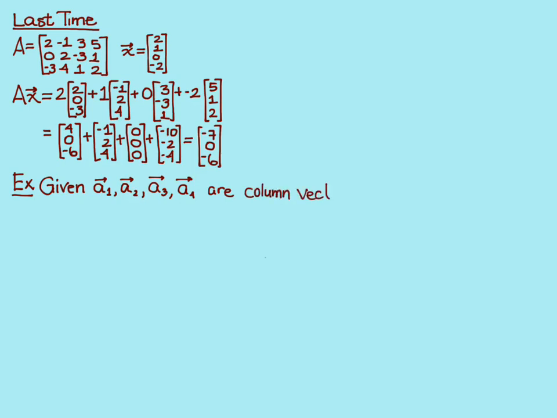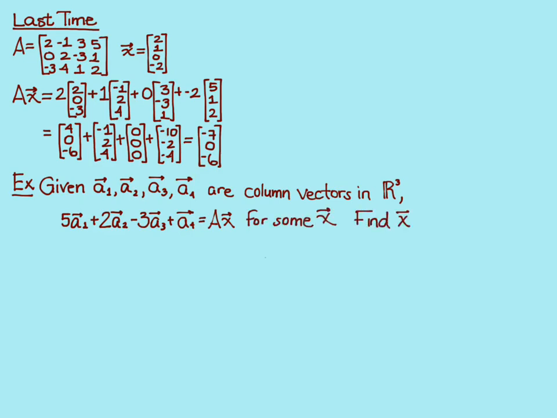Another problem that you might see related to this is if we're given vectors a1, a2, a3, and a4, and these are all column vectors in R3, meaning that they have 3 entries in them, and say that we're given that 5a1 plus 2a2 minus 3a3 plus a4 is equal to the matrix A times the column vector x, we want to find the vector x.